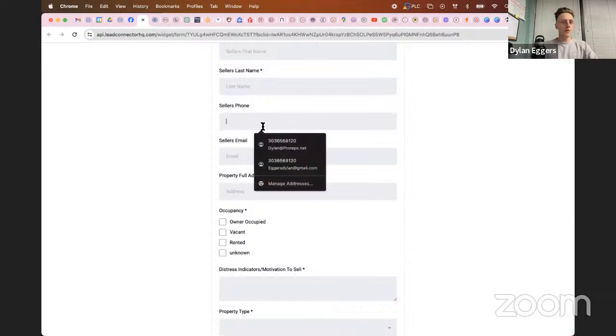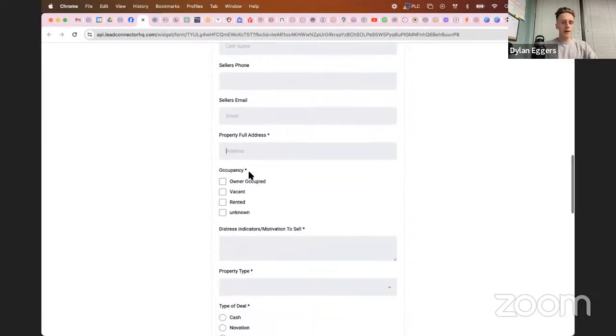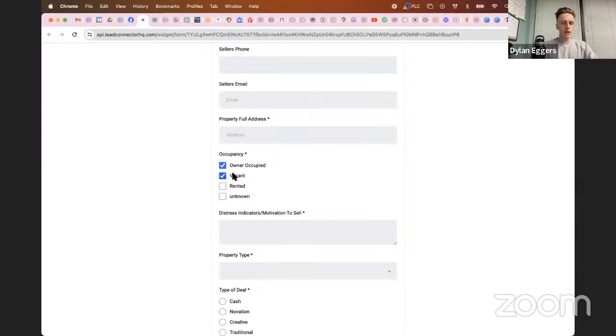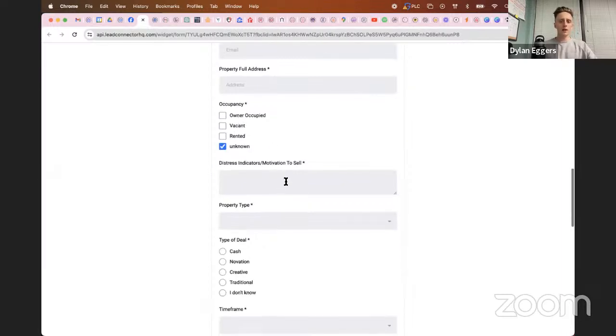For a direct to agent, we don't need the seller's phone, email, or anything, just the property address. Try to understand if it's owner occupied, if it's vacant, if it's rented. If you don't know, not a big deal there. Distress indicator / motivation to sell, right?